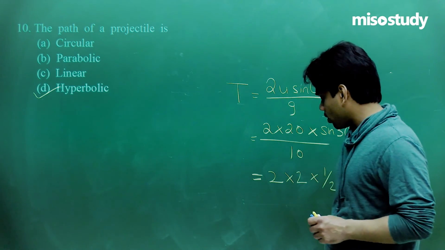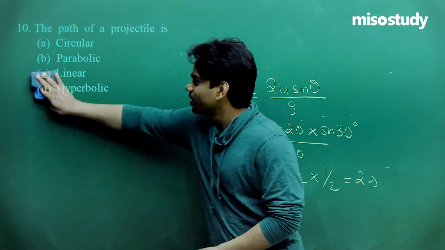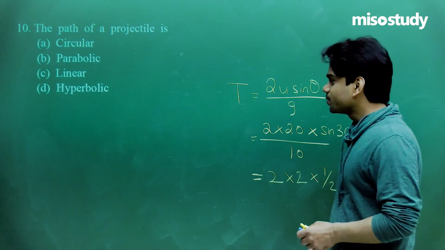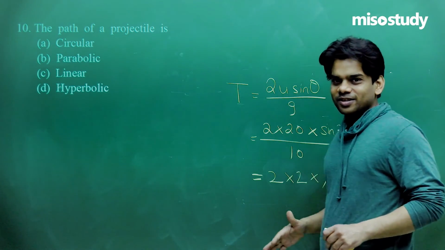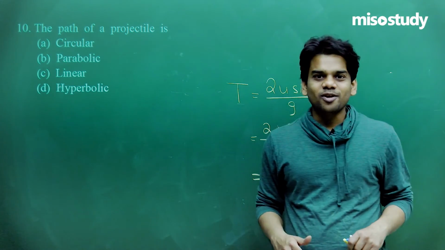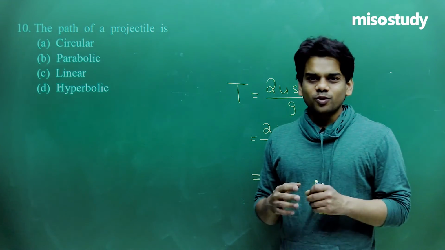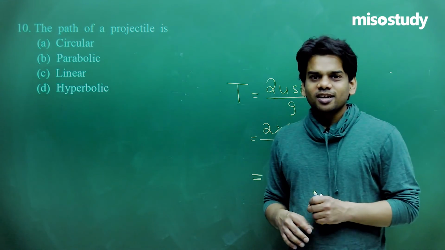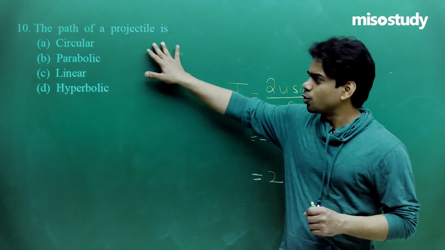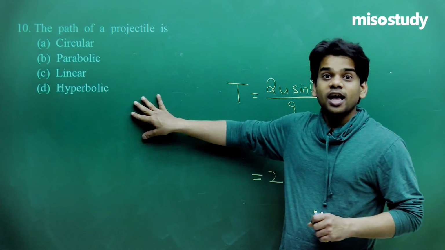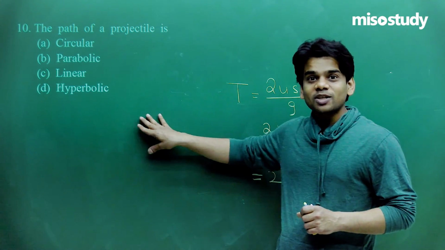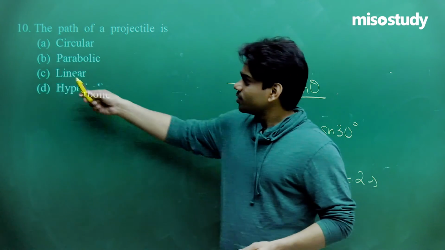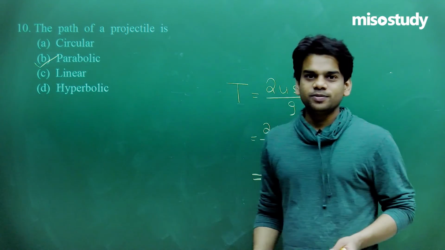Here I have already marked that option D is correct. This is not the correct answer. Okay, let's go. The path of a projectile. We have done a lot of questions on projectile in this chapter, motion in a plane. It's full of projectile motion questions. Now, path of projectile: circular, parabolic, linear, hyperbolic. I have told you the path of projectile is parabolic. So let me mark this as parabolic.